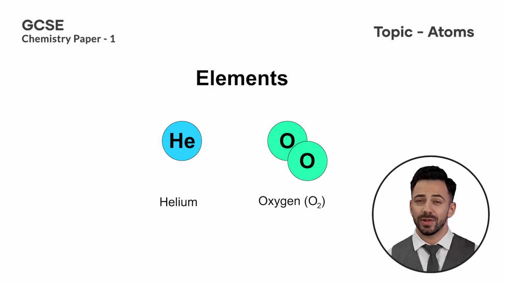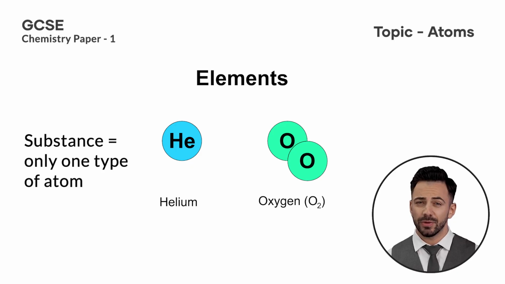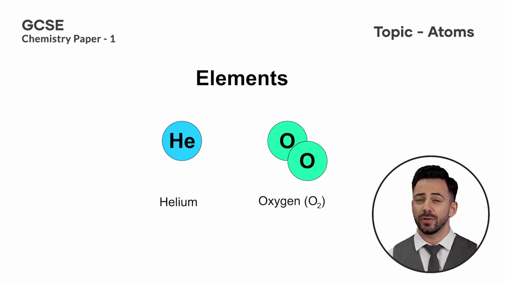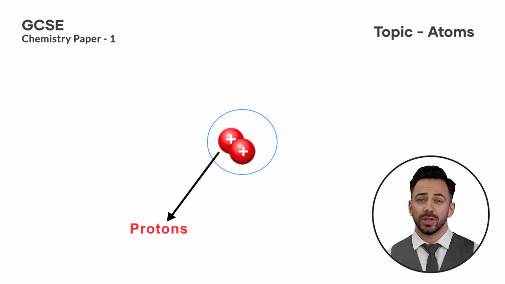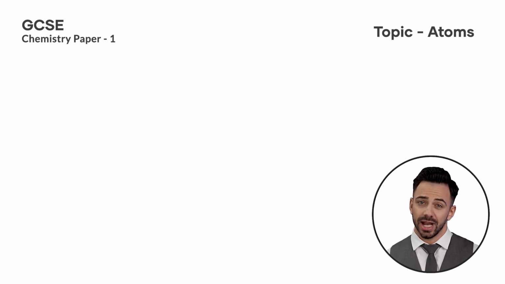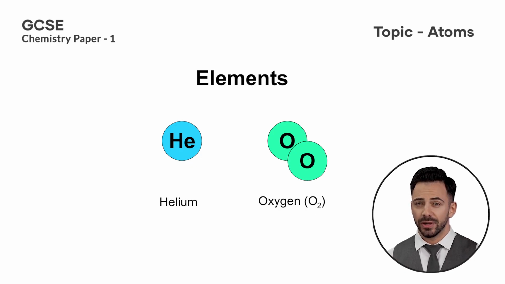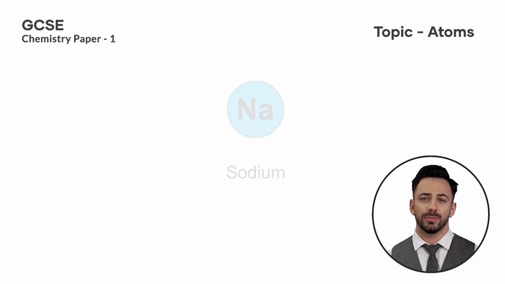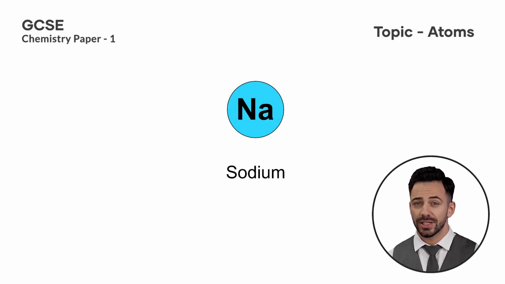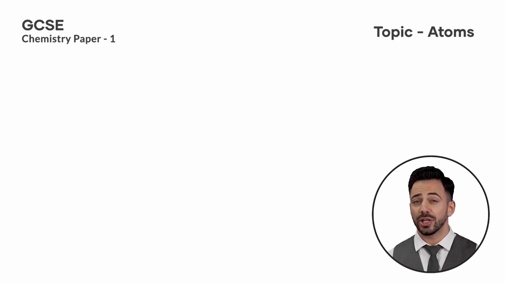Now let's move on to elements. What is an element? An element is a substance made of only one type of atom. But what actually makes one element different from another? Which particle decides the element? The answer is the number of protons. That's why all carbon atoms are carbon. Why? Because they all have 6 protons. Each element also has a symbol. How are element symbols written? The first letter is capital, and if there is a second letter, it is lowercase. For example, what is the symbol for sodium? The symbol is Na.